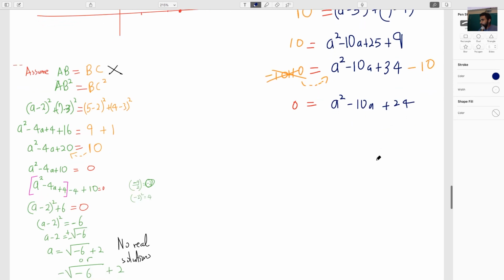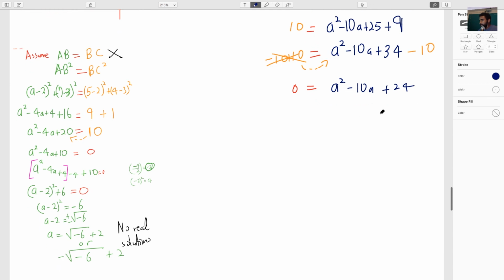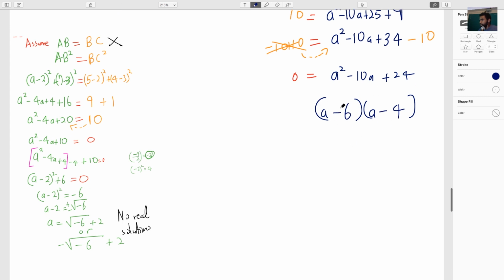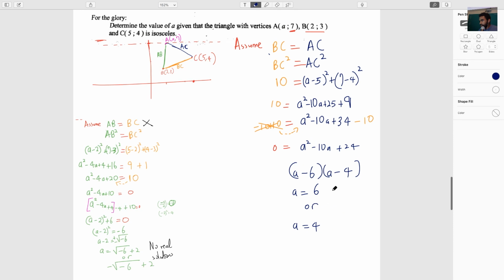And now let's try again to see if we can solve this as we can factor it as a simple quadratic like that. So we have A, and we can ask what pair of numbers multiplies to give us 24 and adds to give us minus 10? I think it's minus 6 and minus 4. Okay, you can check it out yourself. Minus 6 and minus 4 work, which would then suggest that A is equal to 6 or A is equal to 4. So those look like they work.